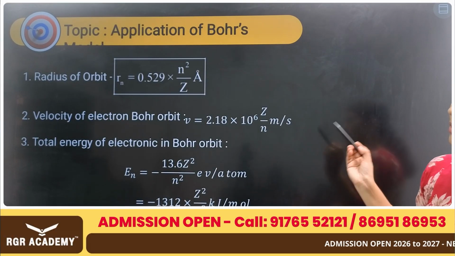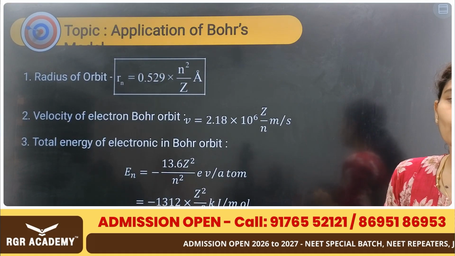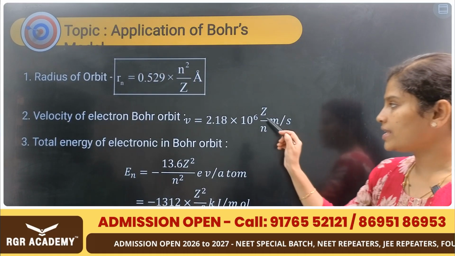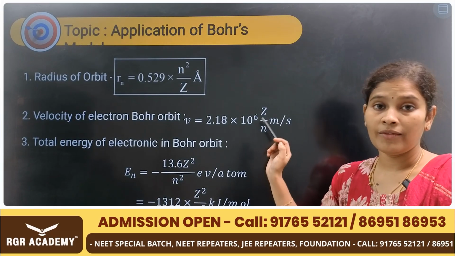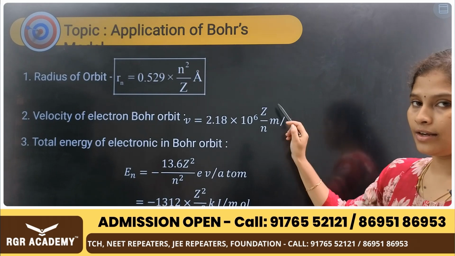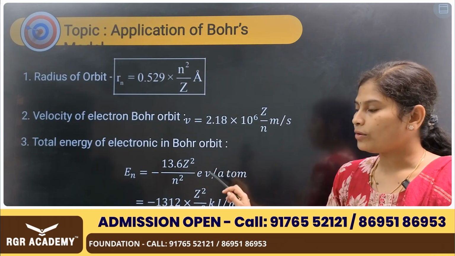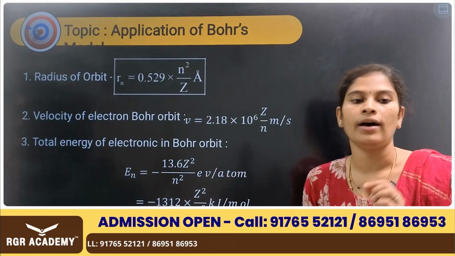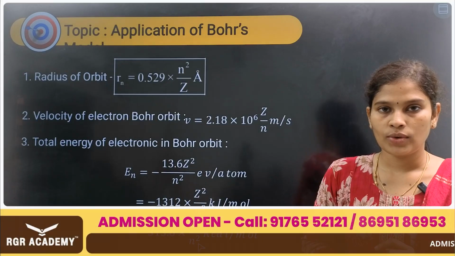And then we can calculate the velocity of the electron as well. The velocity formula is 2.18 into 10 to the power of 6 if it is in meters per second. If it is in centimeters, we can take 10 power 8. Z by n, here it is not Z square by n square, remember it. And then if you want to calculate the total energy of a particular orbit, En is equal to minus RH into Z square by n square.